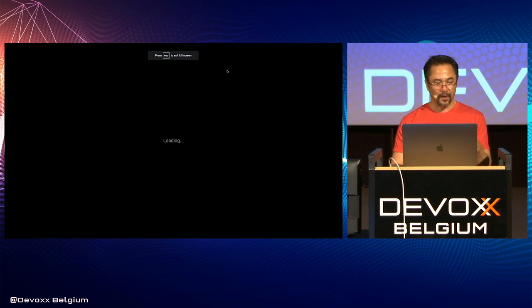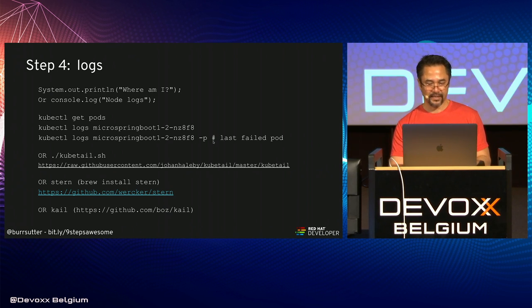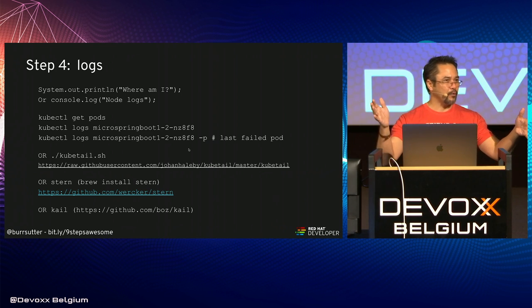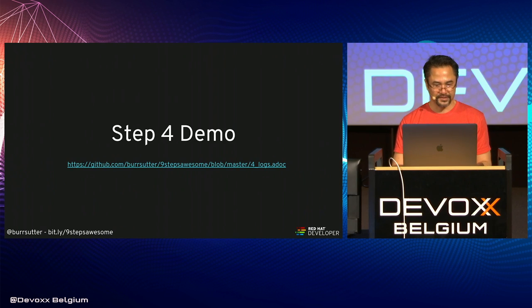All right, so the logs are very powerful. Just be aware that you can use Stern, Kale, great little tools for that. And then there's also one called kubectl, as well as just kubectl logs. But remember this dash p, last failed pod. Also with Kale, you can do a look back over the last hour. Show me all the logs over the last hour, which is awesome. You know, you can kind of do things like that.